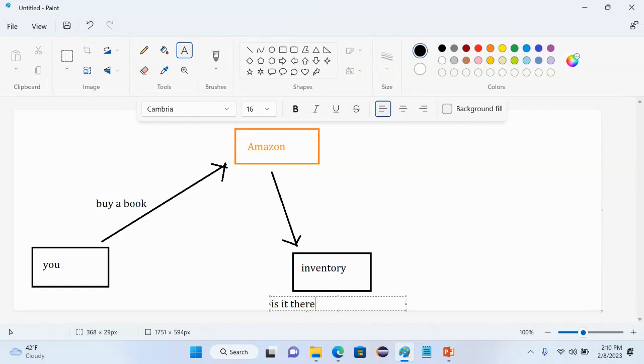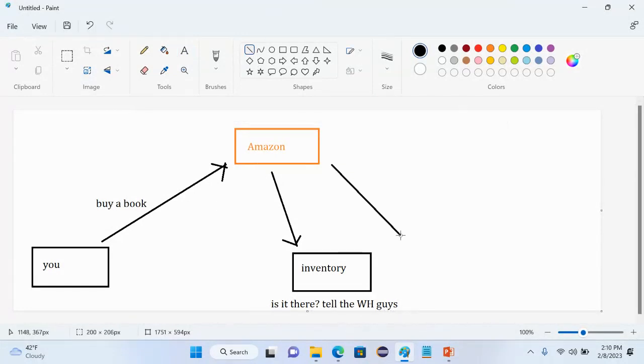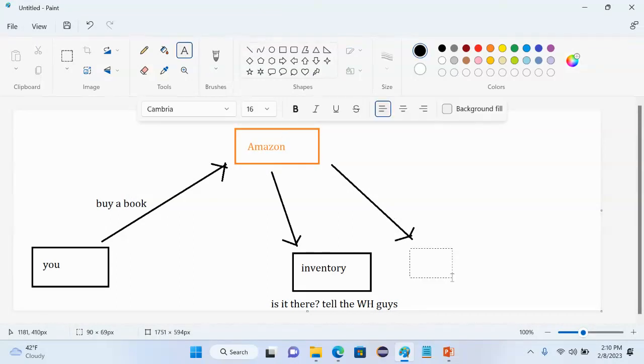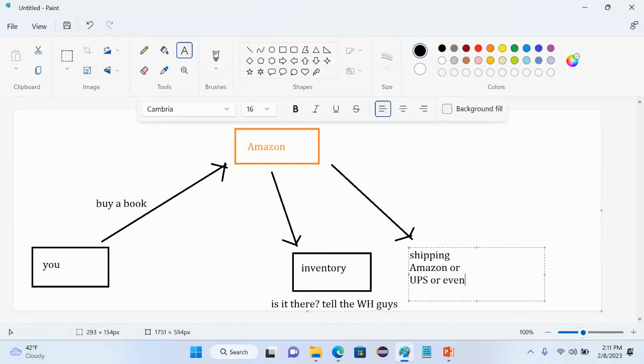Is it there? And tell the warehouse guys, right? WH for warehouse. Tell them where to find it. They'll get a notification: hey, somebody just bought this book. Put it in a thing. Amazon will also need to arrange shipping, right? Either Amazon's internal or UPS, or in weird cases, or even USPS, right?